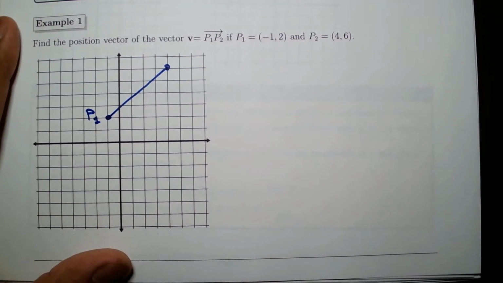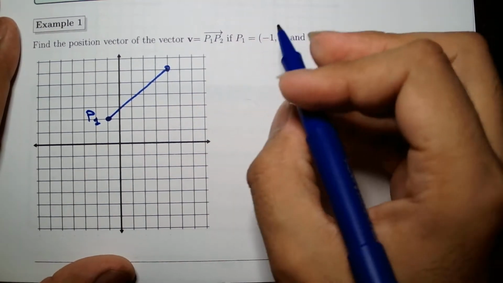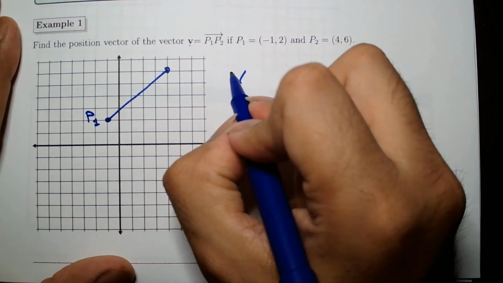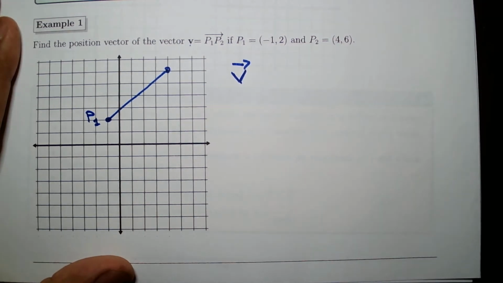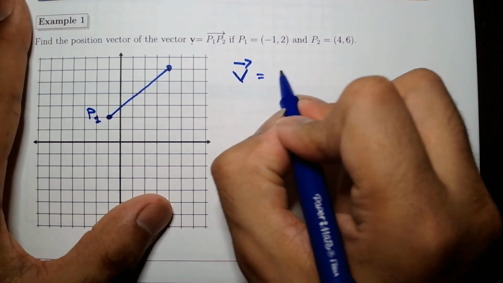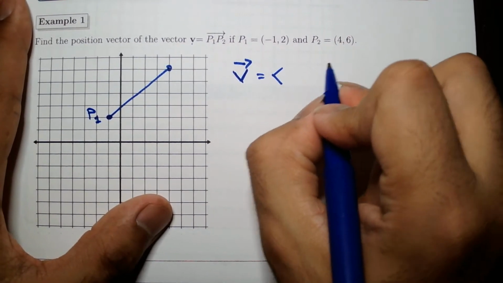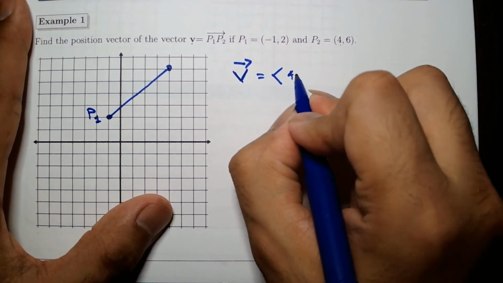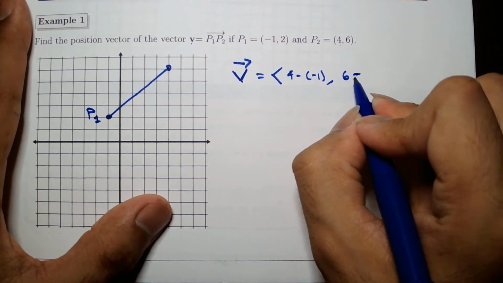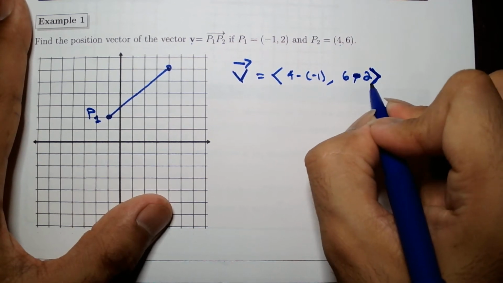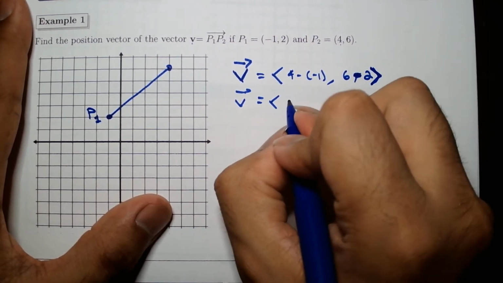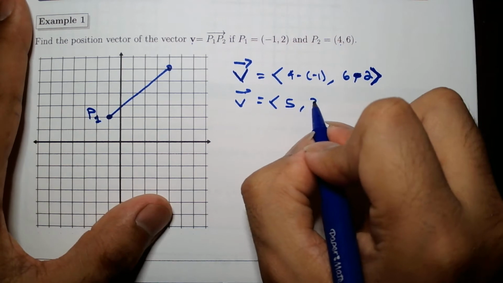Notice the vector v is in bold case, but I cannot do bold case. What I'm going to do is put an arrow on top of those variables that denote vectors. In this case, I'm going to subtract x2 minus x1, that is 4 minus -1, comma 6 minus 2. And the vector in this case is going to be 5 comma 3.